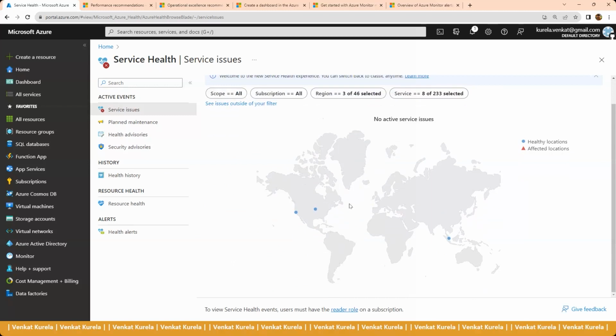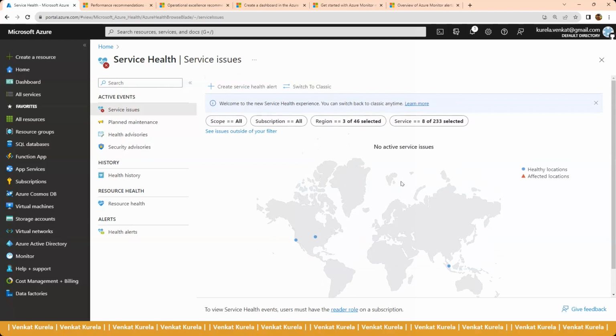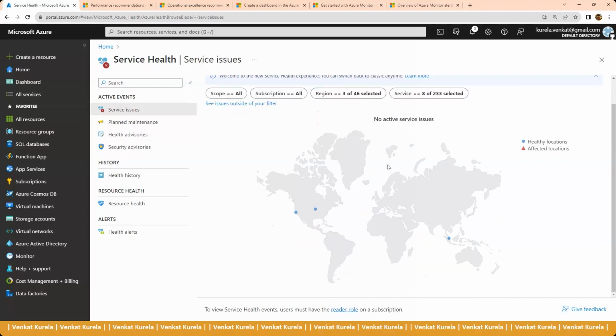In such a situation, before you contact Microsoft support, you can come here and check if there is any issue with the health of the services inside the Microsoft data center. To the same filter, you can also create a service health alert. That means we cannot always come here and create these filters. You can create a service health alert.